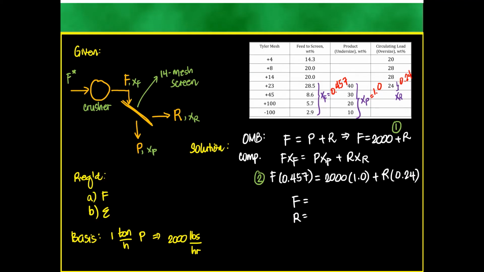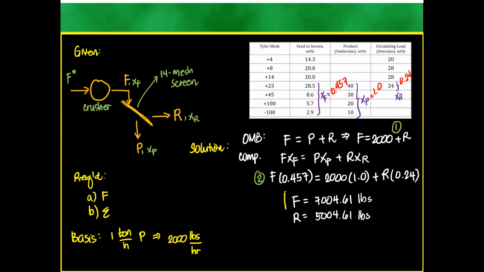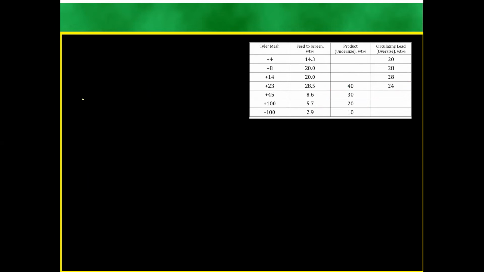What's the answer for F, guys? It is 7,004. I got the same: 7,004.61 pounds. The other one is 5,004.61 pounds. Since you're just asked to solve for F, on a per hour basis, 7,004.61 pounds per hour. Now, let's solve for the efficiency. How do we solve for the efficiency? You're asked to solve for E.